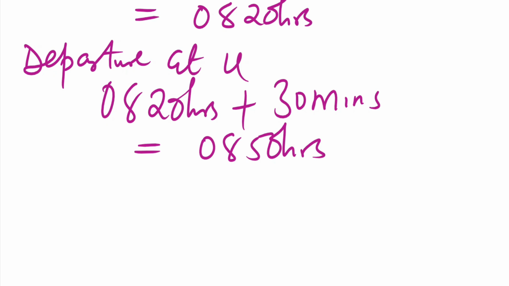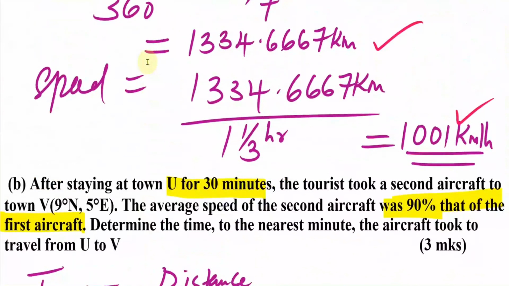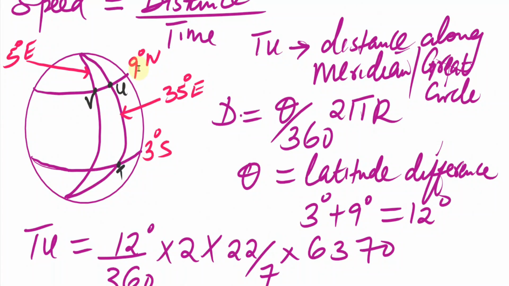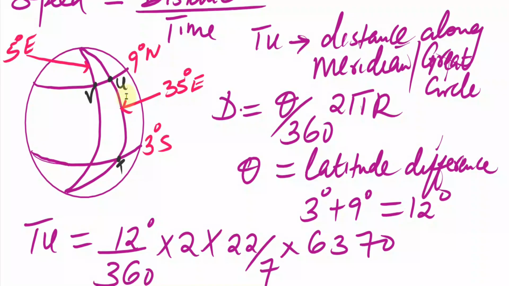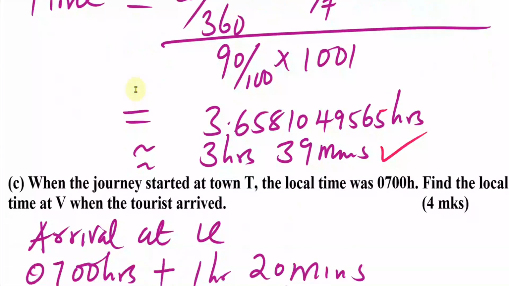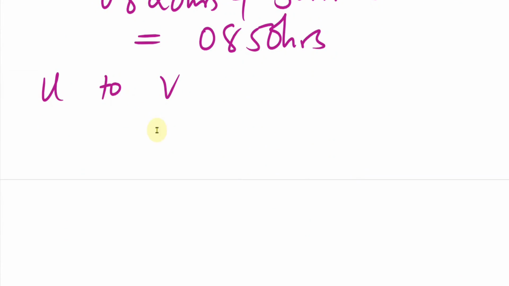Now when you look at the sketch, the positions of these places, moving from U to V means moving from one meridian to the next. And when you're moving from one meridian to the next, there will be a time difference. Between meridians, there's a time difference. So we have to be careful about that. So let's get the time difference between U and V first.